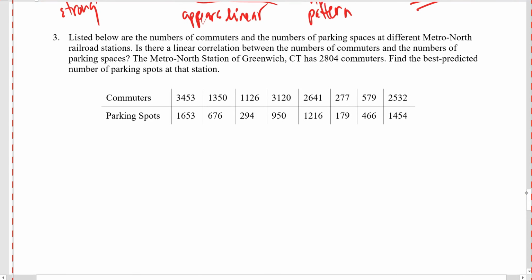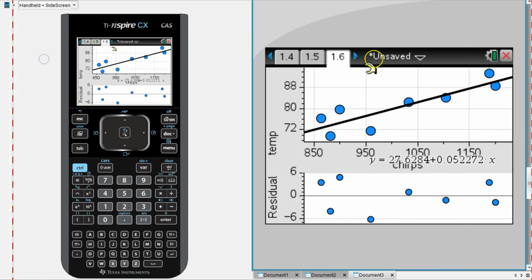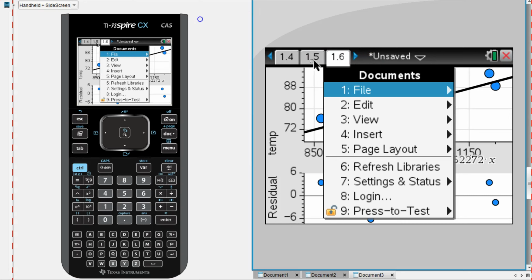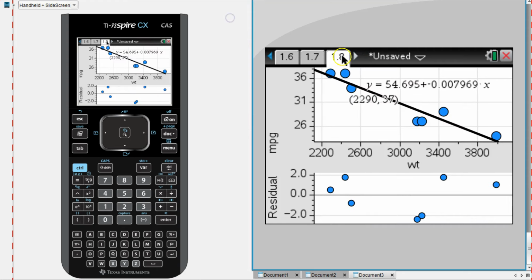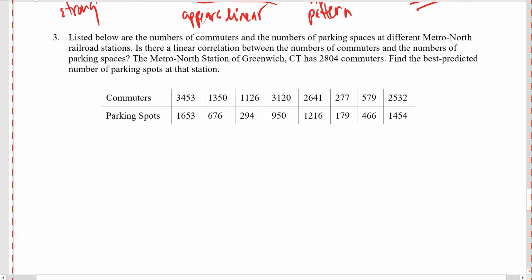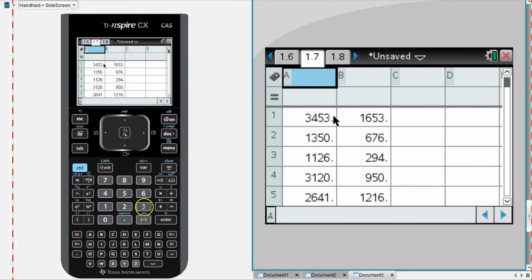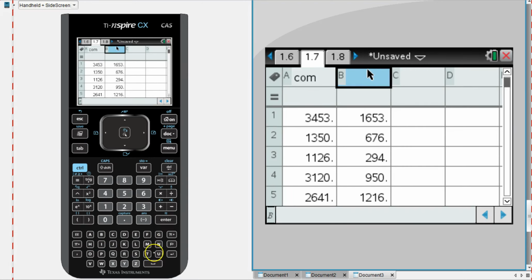Last but not least on this, here I've got the numbers. I'm going to go a little faster on this one. We've checked the whole linearity, so I'm just going to get the equation and use it to predict. Jeez. All right, so this was commuters and parking spots. So commuters and parking spots. I'll put PS.